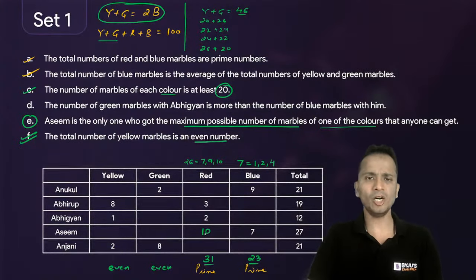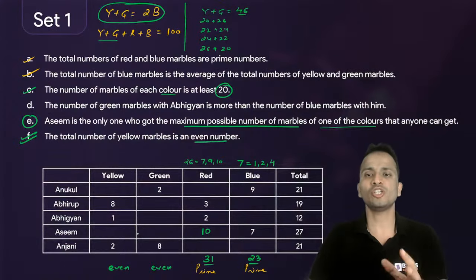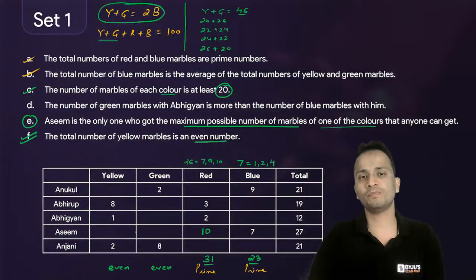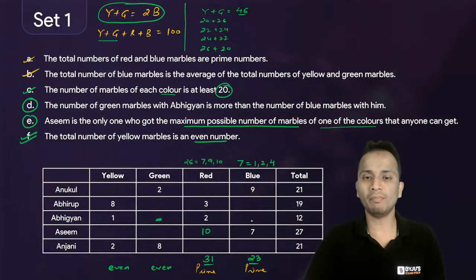Done. Okay. Now let's move ahead and try to look at the other two numbers for Asim. Now 10 and 7, 17. Total is 27. So the sum of these two numbers should be equal to 10. अब इन दोनों का sum 10 होना चाहिए. I may have different possibilities, so I will not look at it right now. Clear? Now, one statement is left, that is statement D. The number of green marbles with Abhigyan is more than the number of blue marbles with him.